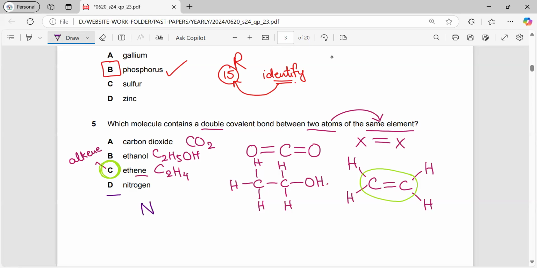And as for nitrogen, we can check. Nitrogen has a valency of 3. So it forms 3 bonds with nitrogen. N2 has a triple bond between the nitrogen atoms. They are saying that we want a double bond. So that's ethene with a carbon-carbon double bond.